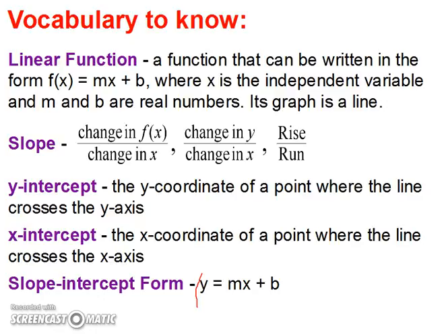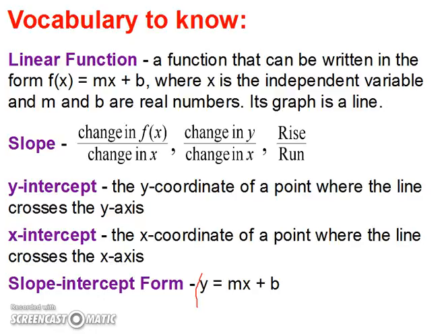Alright, so let's look at y-intercept. The y-intercept is the y-coordinate of a point where the line crosses the y-axis. So y-intercept crosses the y-axis. It's just that point. And the x-intercept is the x-coordinate of a point where the line crosses the x-axis. So x-intercept crosses the x-axis, and it's just that point.